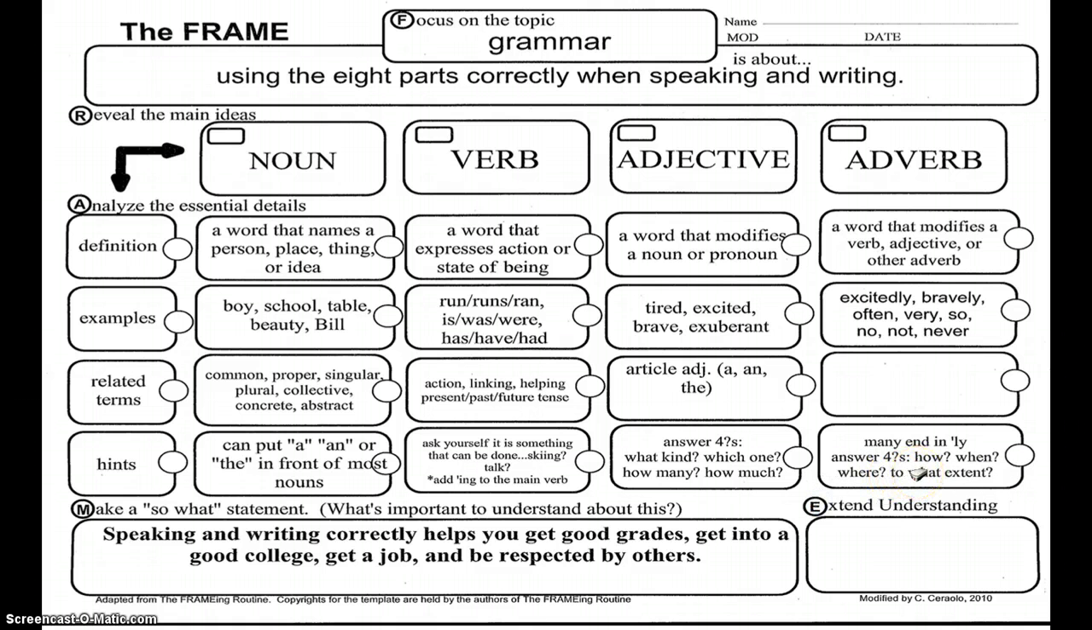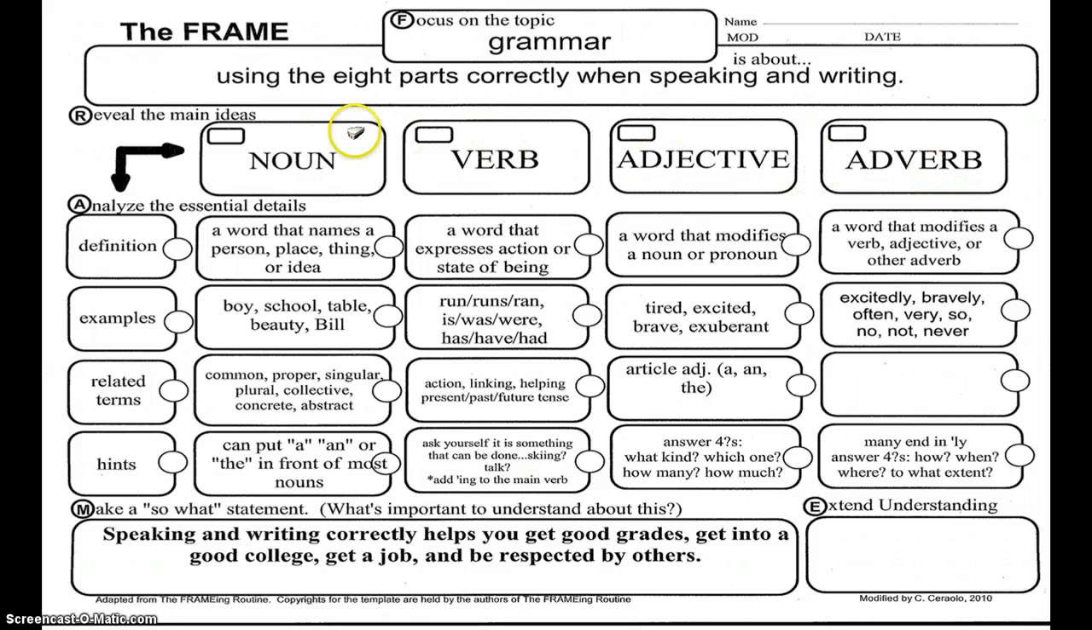How did he run? Quickly. When did he go to the store? Yesterday. Where are you going? There. And to what extent was he excited? Very excited. So excited. And then we also talked about these no, not, never words. These are negative words. A lot of times we'll talk about double negatives, but whenever we see these negative words, those are counted as adverbs as well.